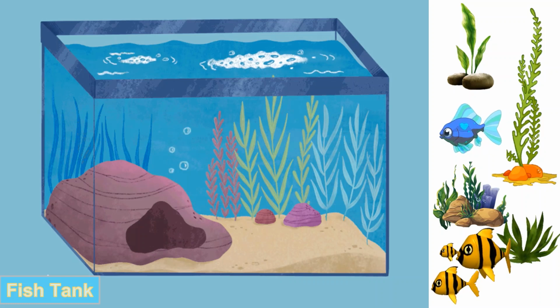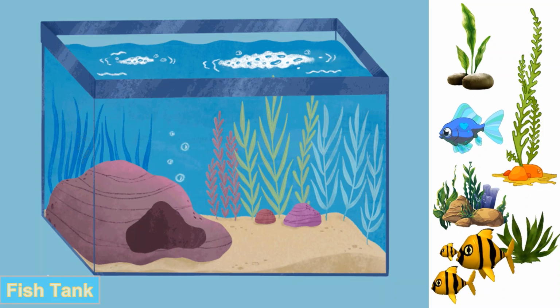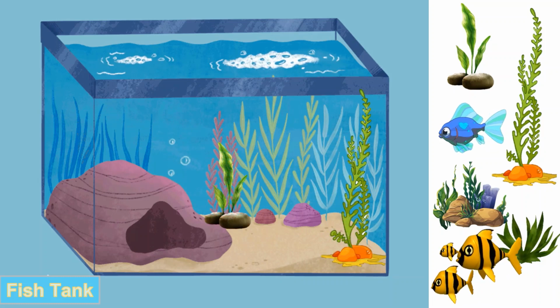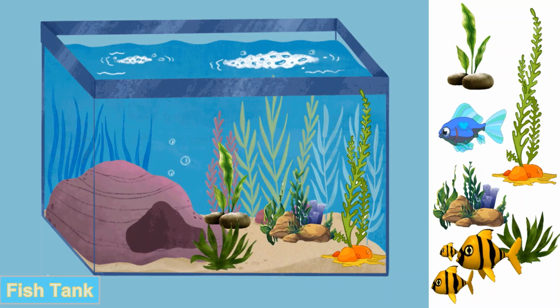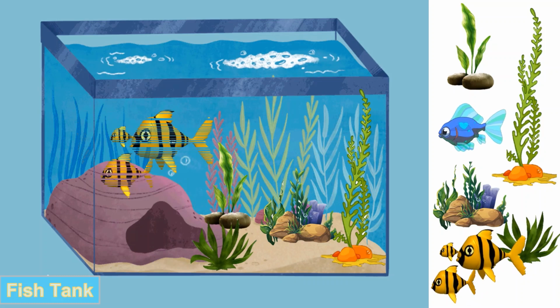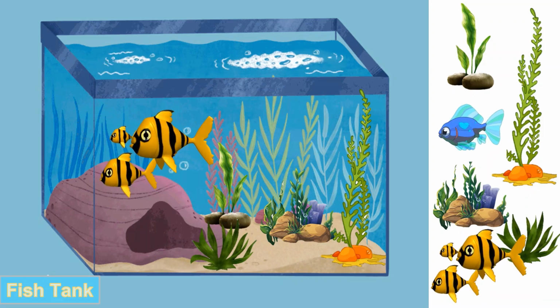Let's use these aquatic plants to design our aquarium. Let's begin. Let's put them one by one. One here, another one there, and here, and there. Wow, this looks amazing. I can say that the fishes are happy.